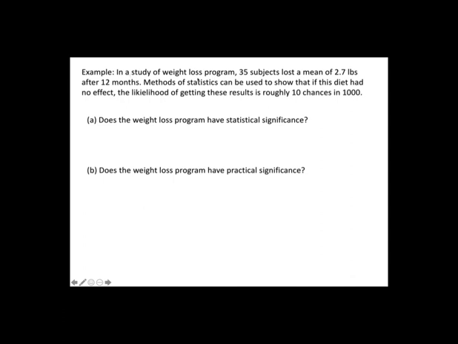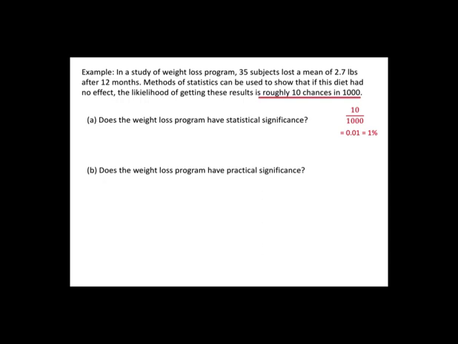In a study of a weight loss program, 35 subjects lost a mean of 2.7 pounds after 12 months. Methods of statistics can be used to show that if this diet has no effect, the likelihood of getting this result is roughly 10 chance in 1,000. So if you want to join this weight loss program, you do lose 2.7 pounds after a year. And then the last sentence here, highlight this one, is roughly 10 chance in 1,000. That means if I didn't join this program and I want to lose 2.7 pounds, it's 10 chance in 1,000, so 10 over 1,000, which is 0.01, or 1%, right?